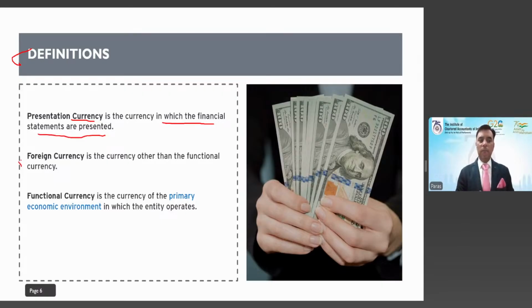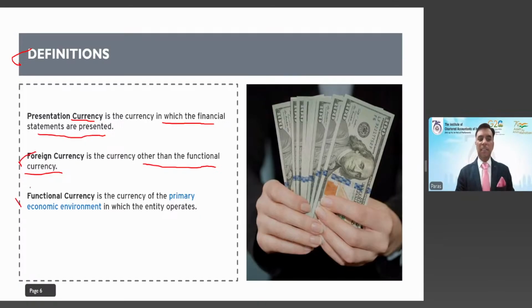Second, foreign currency. What is foreign currency? Foreign currency is nothing but a currency other than the functional currency. So as per my example, if dollar is the functional currency of the organization, then any currency other than dollar will be considered as the foreign currency of this entity.